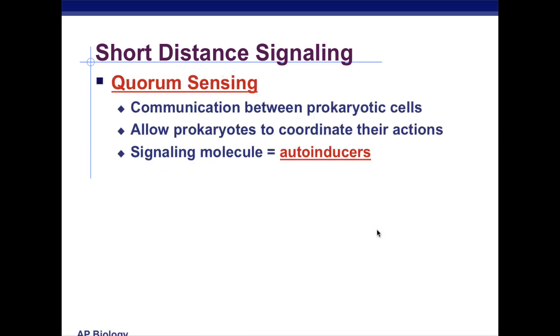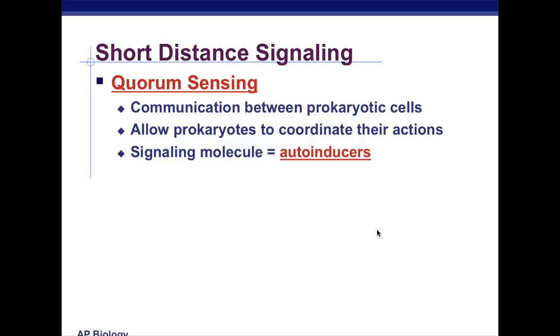Another example of short distance signaling is what's called quorum sensing. Prokaryotes talk to each other too. Even though a prokaryote is a single-celled organism, prokaryotes can actually coordinate their efforts together. That's right, the bacteria that make you sick can actually talk to each other, and they can coordinate attacks so that they can affect you more strongly.